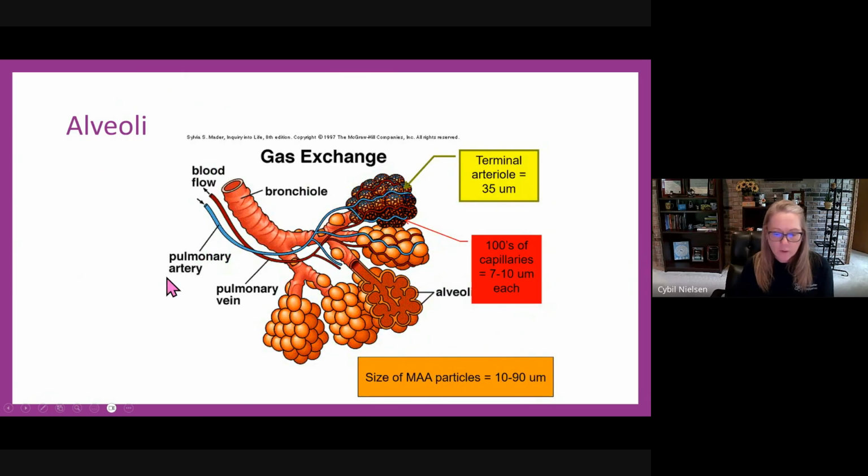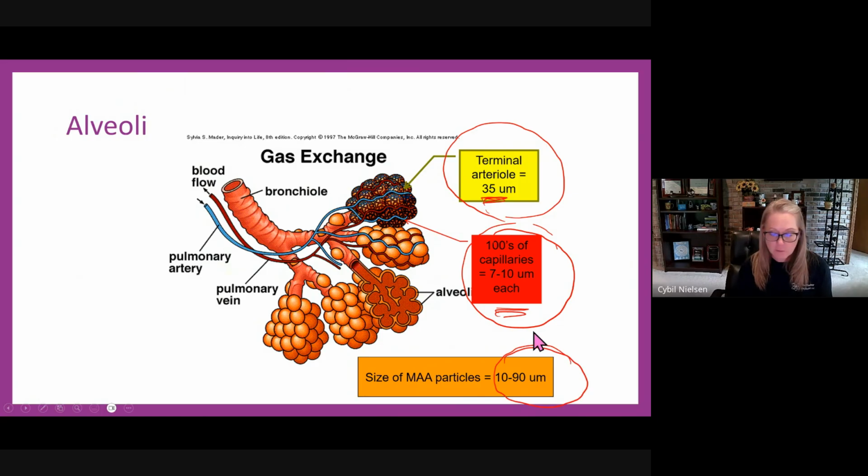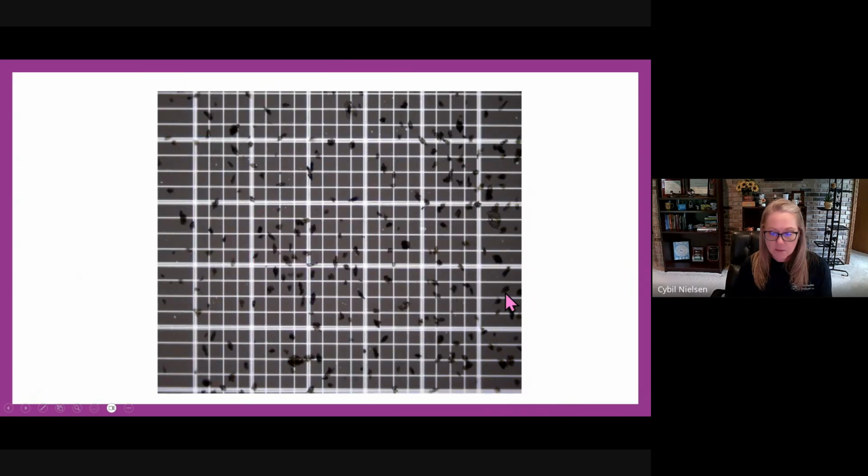All right, so where do the particles actually lodge? All the way down in these capillaries and arterioles. So this is the size, 35 microns for the terminal arterioles. The capillaries are down to 7 to 10 microns, which is why we want 10 to 90 microns for the particles. And there's that hemocytometer again. Each box is 50 by 50 microns.